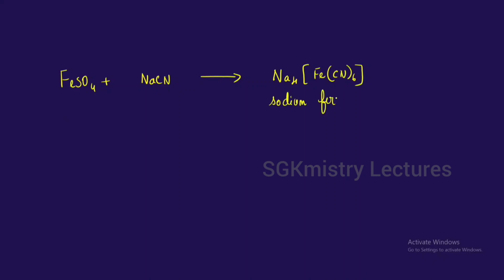Let us look into the reaction for the same. So we have FeSO4. This on reaction with sodium cyanide. Sodium cyanide, as you all know, is formed because of the fusion of sodium with the carbon and nitrogen of the organic compound. So this forms the complex, that is sodium ferrocyanide, Na4[Fe(CN)6]. This is sodium ferrocyanide. Along with that, there is sodium sulfate that is produced.